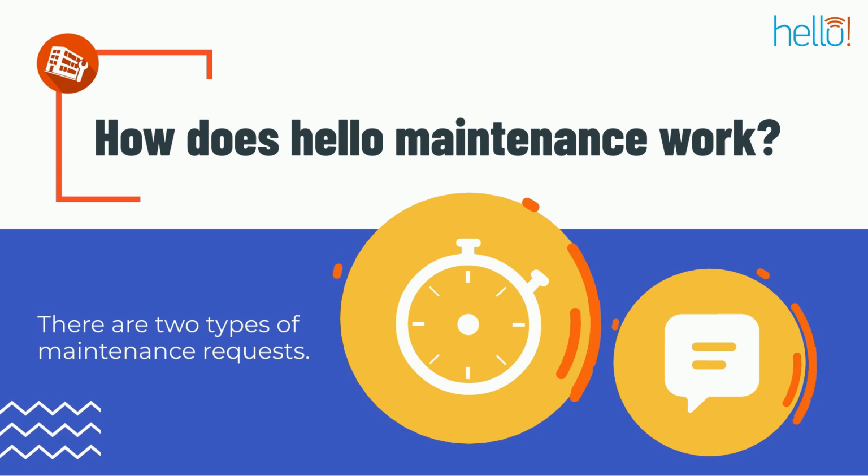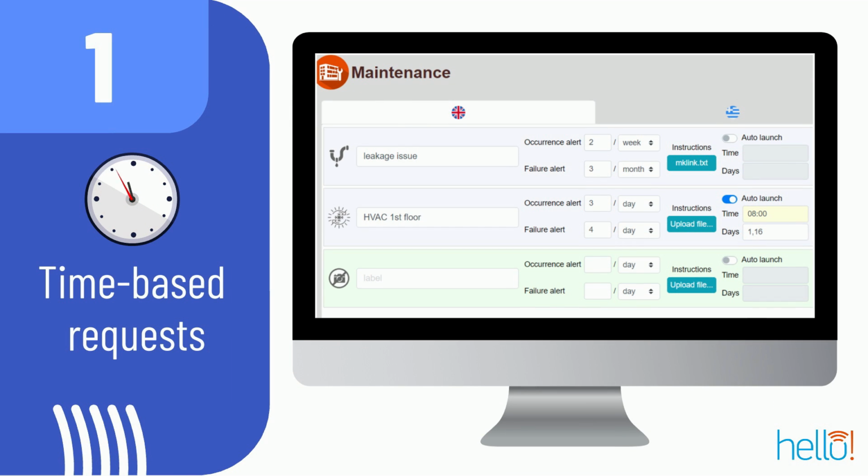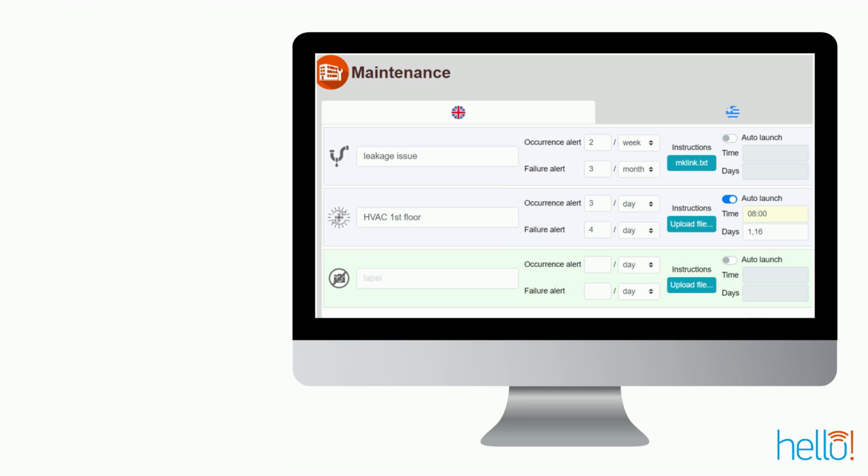There are two types of maintenance requests. 1. Time-based requests that go live when their program time comes. Use this option, you select the Auto Launch and specify the timings, days and time. This is, in the example illustrated, the case of the first floor HVAC maintenance set to launch automatically at 8 o'clock on the 1st and 16th of every month.